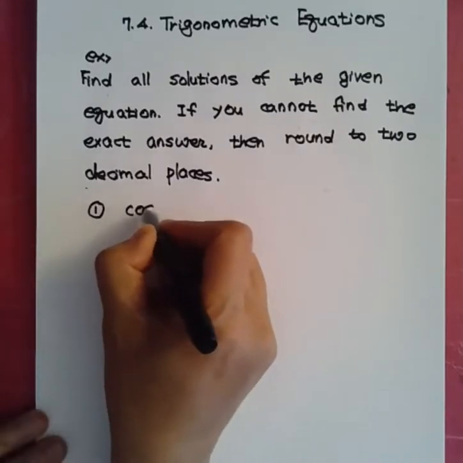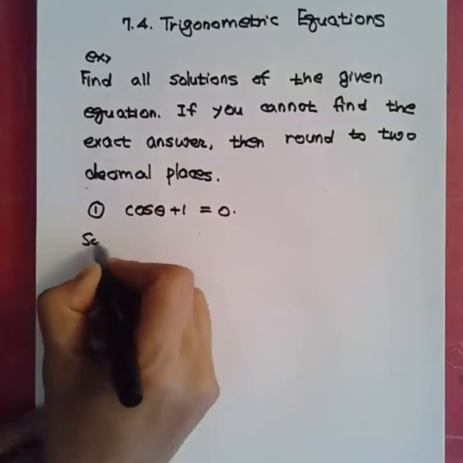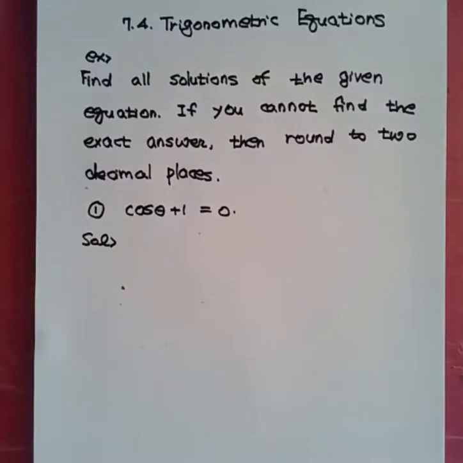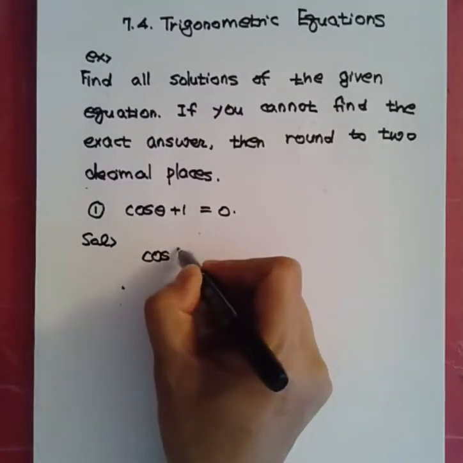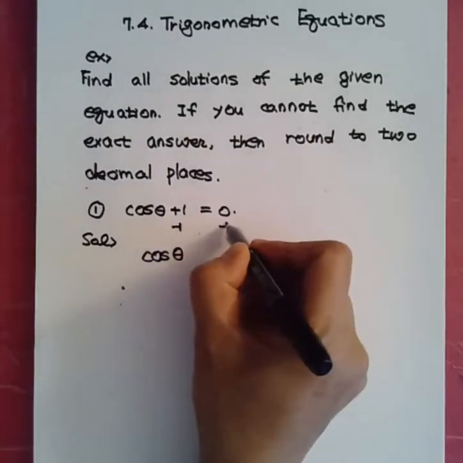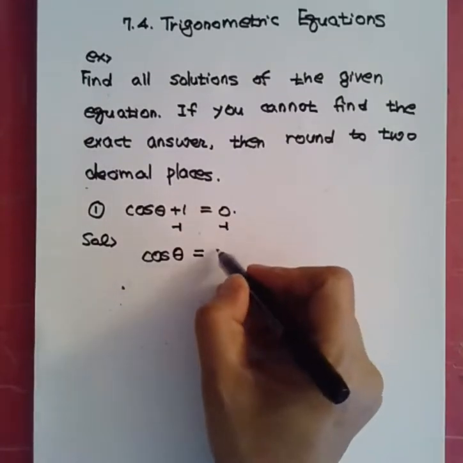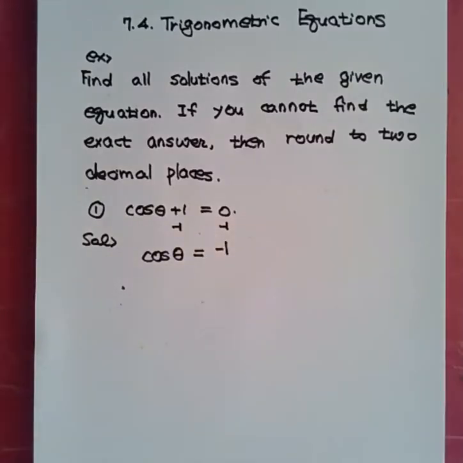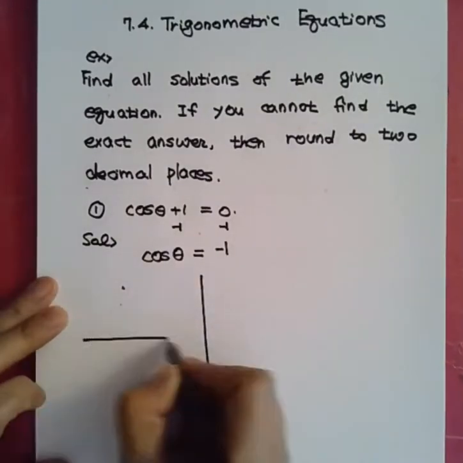First problem is cosine of theta plus 1 equals 0. General process will be we will solve for the trigonometric function. In this case, we have cosine. To get cosine of theta by itself on the left side, we will subtract 1 on both sides. Then we have to decide what method we have to use.